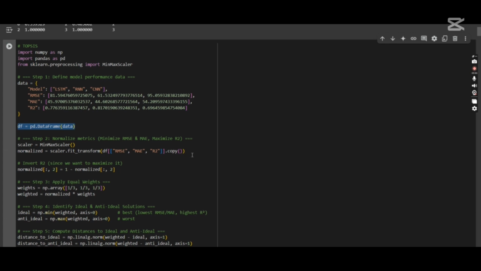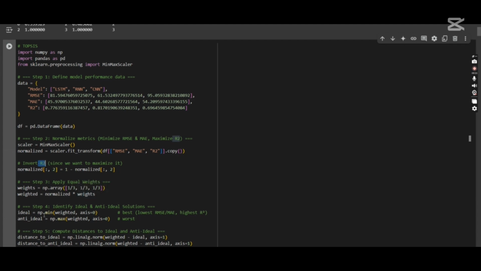And here again this is the normalization of the data using the minimum maximum scalar technique. And here this is the invert of R square, as root mean square error and mean absolute error are smaller. So basically 1 minus R square also minimizes the objectives. So now apply the code. Initially the weights are considered similarly, and the normalized values are multiplied by the weights.